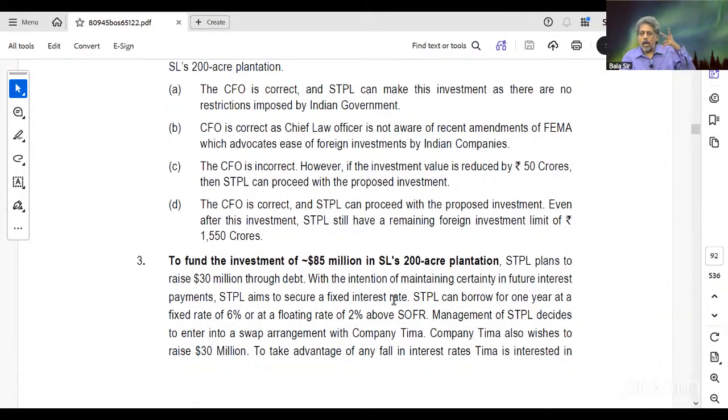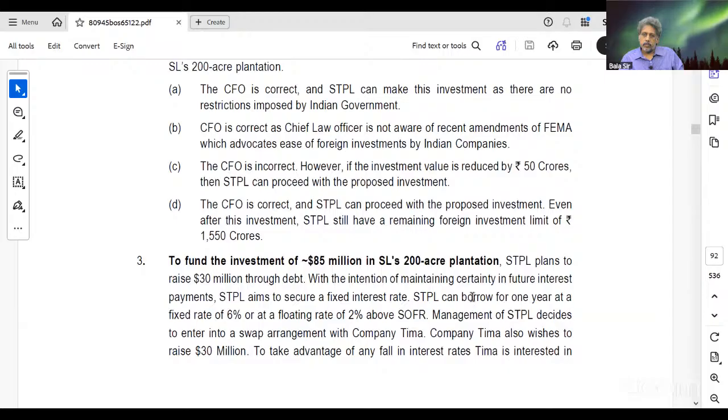Okay. Now you have a choice. You can either go for the fixed rate or the floating rate. Read, sir. $30 million debt. From there you read. $30 million through debt with the intention of maintaining certainty in future interest payments. STPL aims to secure a fixed interest rate. That means a company wants to go for a fixed rate of interest.